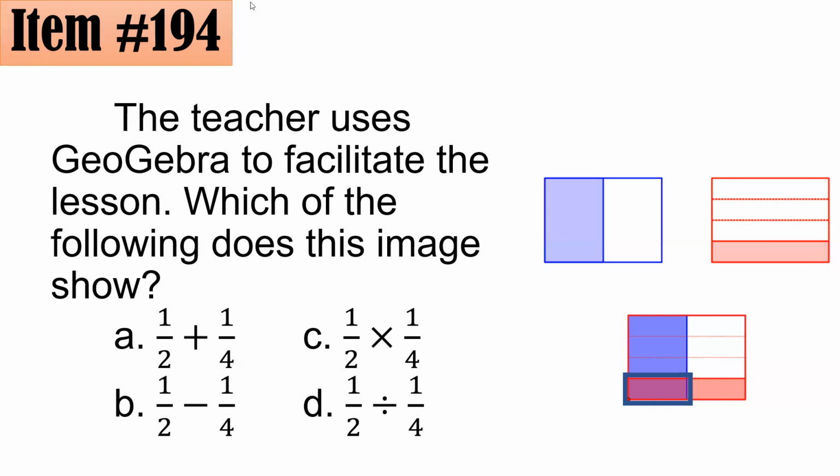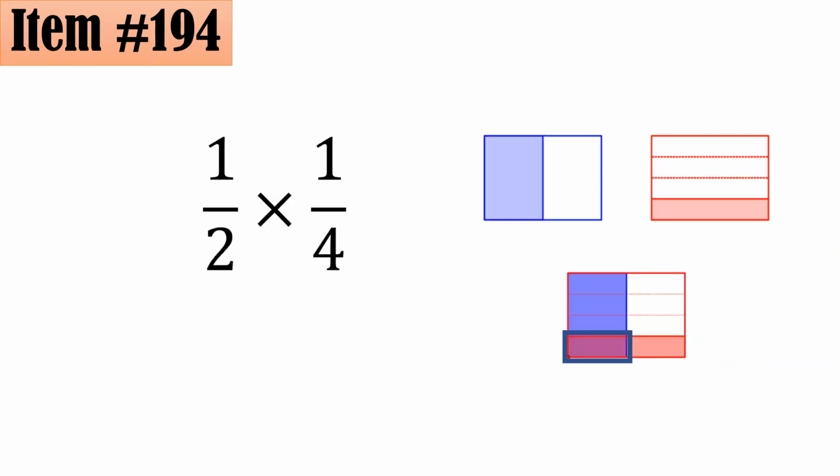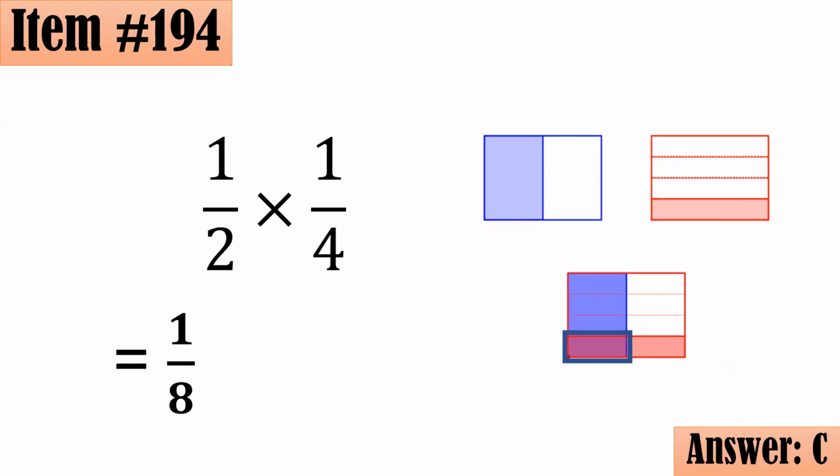Okay, does it mean 1/2 plus 1/4, 1/2 minus 1/4, 1/2 times 1/4, or 1/2 divided by 1/4? If you could see here, this is 1/2. This is 1 out of 2, so it's 1/2. The red one is 1 out of 4, that's 1/4. And if you could see here from the image, in this box here, it's just 1 out of 8. And therefore 1/8, no? And we know that 1/2 times 1/4 is equal to 1/8. So this particular illustration exhibits multiplication of fractions. Letter C.